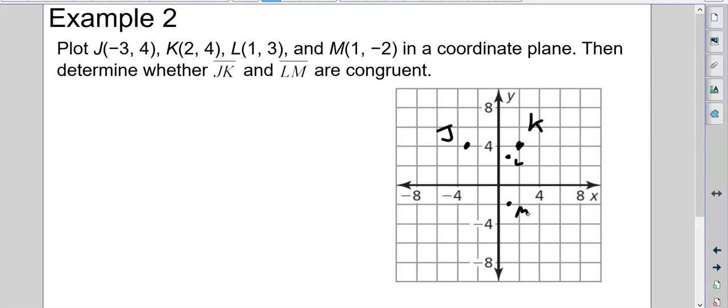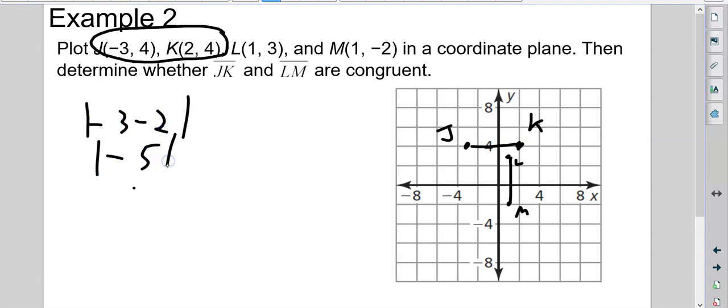Now it says determine whether JK and LM are congruent. So JK is here, LM is here. So let's look at the points JK. They're both up at 4, so basically it's the difference from negative 3 to 2. So negative 3 minus 2, again, absolute value, is 5. So it is a length of 5. And if you think about it, it's 3 spaces away here and 2 spaces away there. That's 5 spaces.